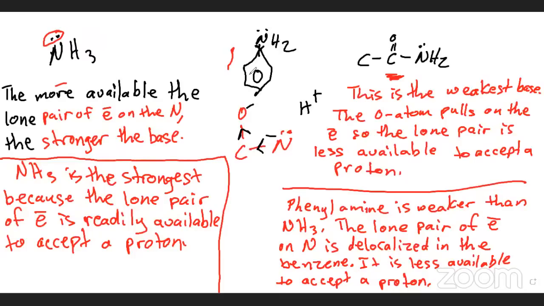The amide now, it is even less available because of the oxygen. So the oxygen pulls the electrons away from the nitrogen, right? So it is less available than in the phenylamine. So when you're explaining, just keep the comparison. Yes, the top one is the amide. So this one over here, right? This is the amide. All right.